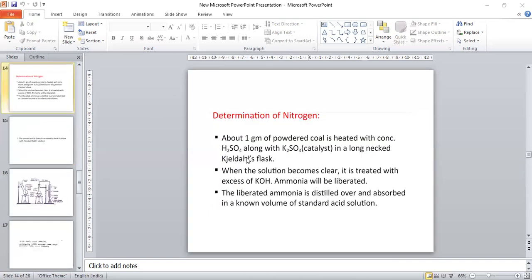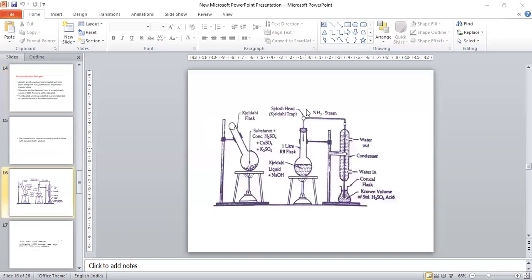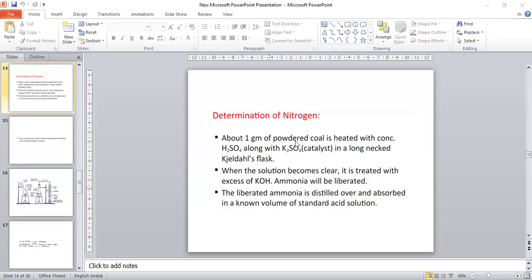See what is going to happen. Here we have to take 1 gram of powdered coal in preheated concentrated sulfuric acid, along with potassium sulfate, which is acting as a catalyst, in a long necked Kjeldahl's flask. This is the Kjeldahl's flask. In this we are taking the powdered coal along with the sulfuric acid, followed by potassium sulfate.